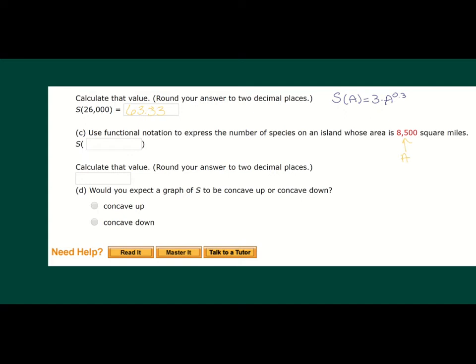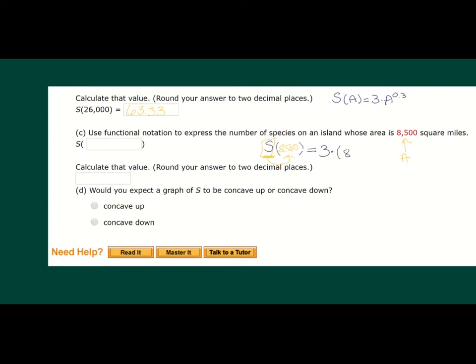Okay. So what we're trying to do is take our S formula and figure out what input value this problem is trying to get me to consider. In this case, this problem is trying to get us to consider S of 8,500. It's asking us how many species are on an island that is 8,500 square miles, okay? And we could calculate that value. We have the formula, so of course we can calculate that value.